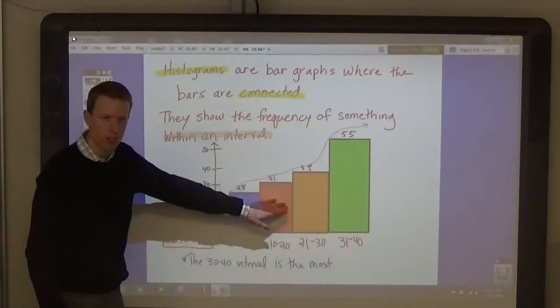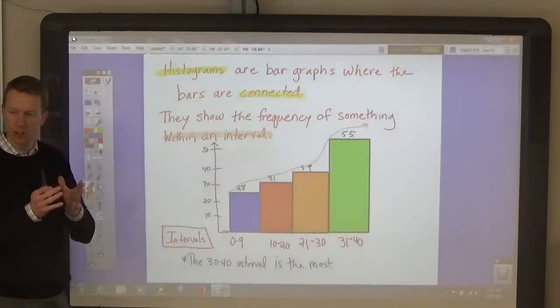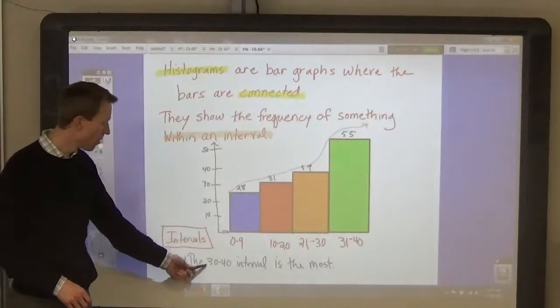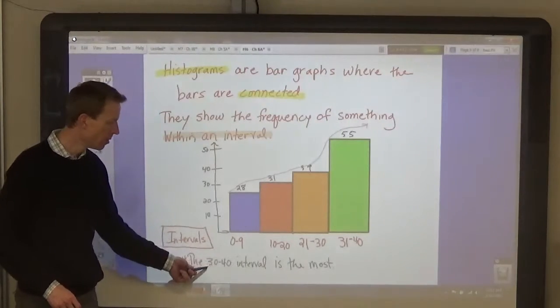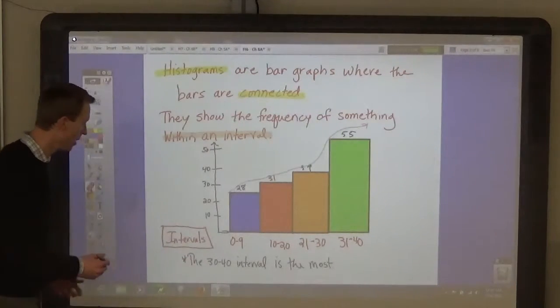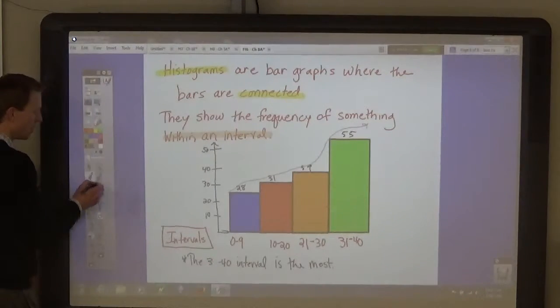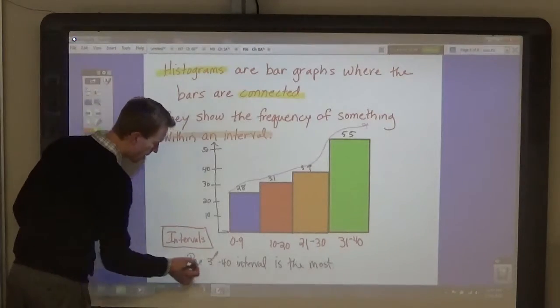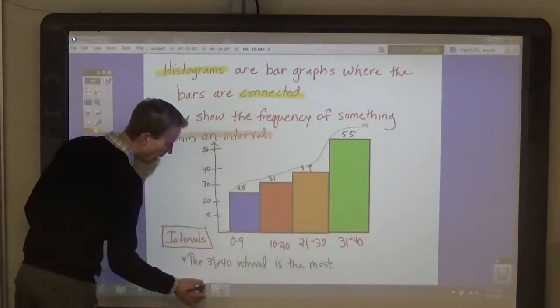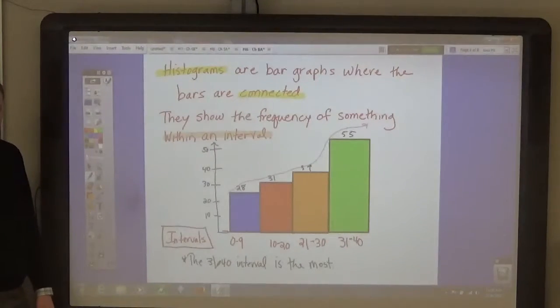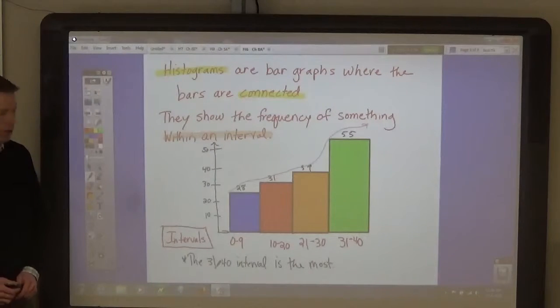So, histograms work in showing how many occur within a group, within an age group, for example, okay? And then the 31 to 40 group is the most. A histogram is also good for showing a trend. What's happening as a trend? Is it going up or down? What's happening over time? Okay? So that's what histograms are used for.